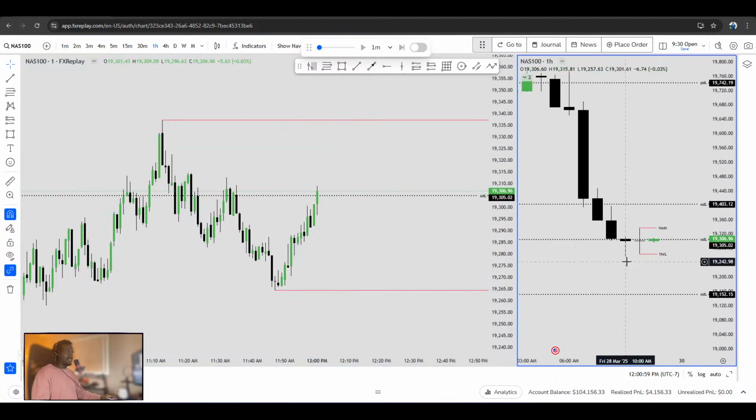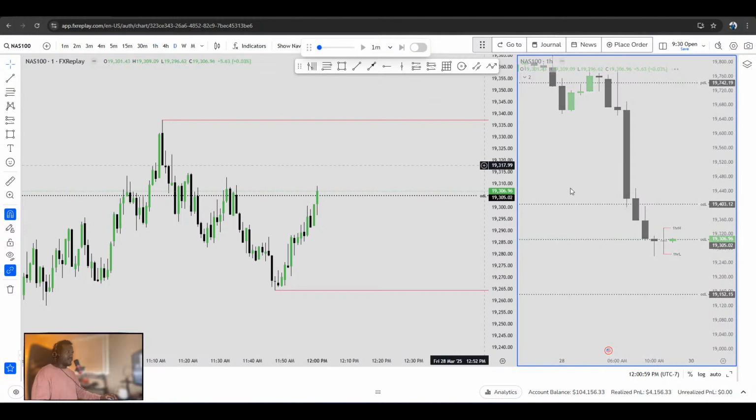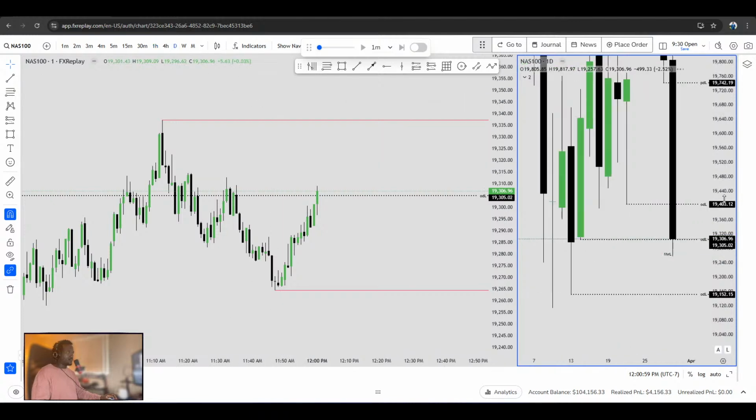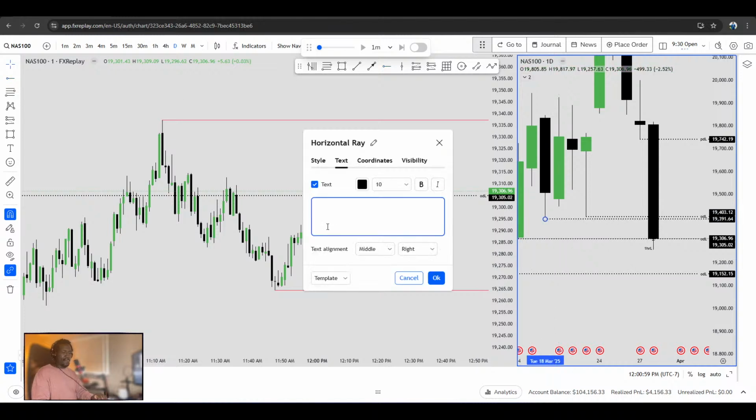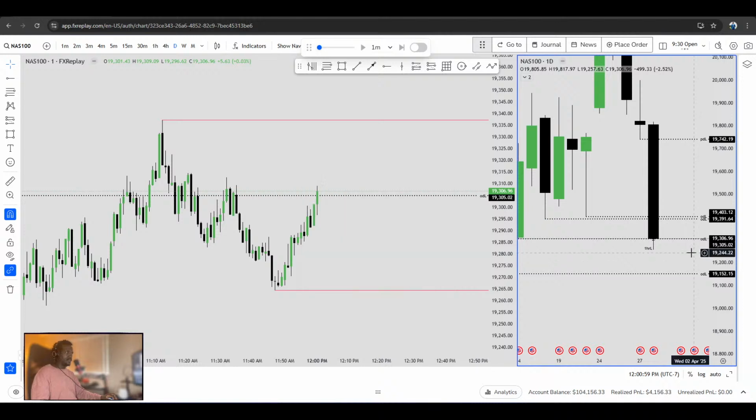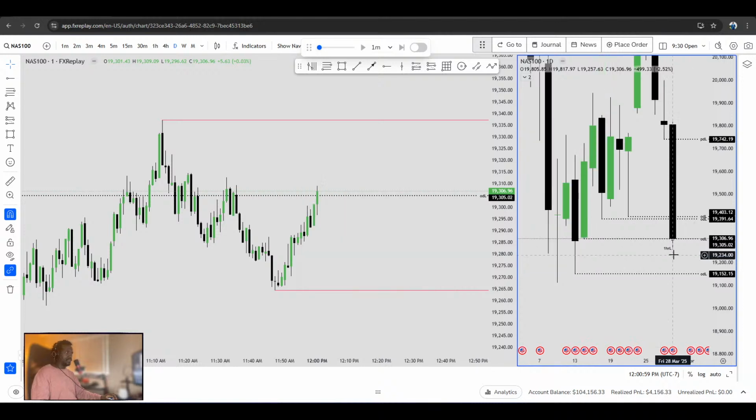I feel like on the daily, it has now taken enough lows. And actually here's another one that I've not marked. An old daily low right there. Well, those are just daily lows that we've taken. So could that be the low of the day? I would like us to come down farther.